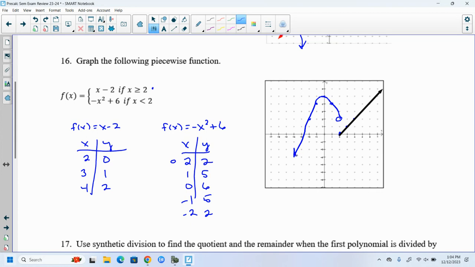And make sure you put an arrow on it. So there's your parabola, there's your linear. You got an open circle at 2, 2. These should both come to that same point. There should not be a gap. Don't start at 1. Make sure you start at the break point, which is 2, even if it doesn't equal that. All right, so that is 16.